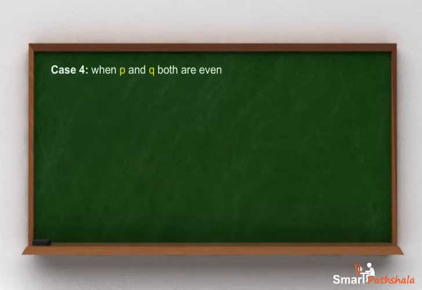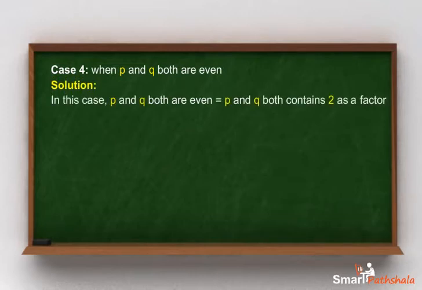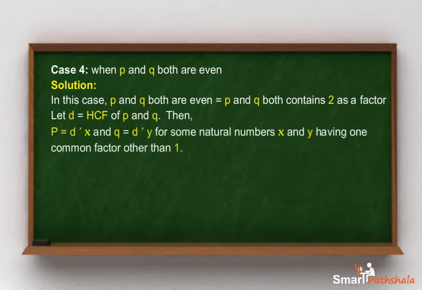Case 4. When p and q both are even. Solution. In this case, p and q both contain 2 as a factor. Let d be the HCF of p and q. Then p is equal to d into x and q is equal to d into y for some natural numbers x and y having no common factor other than 1.